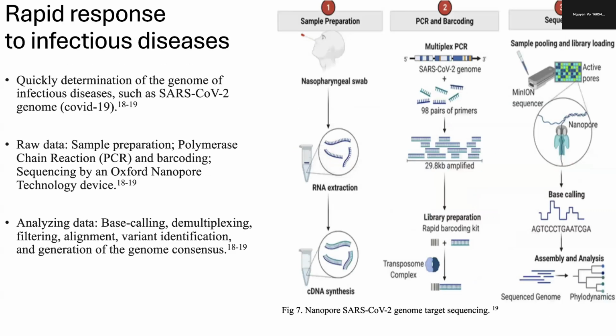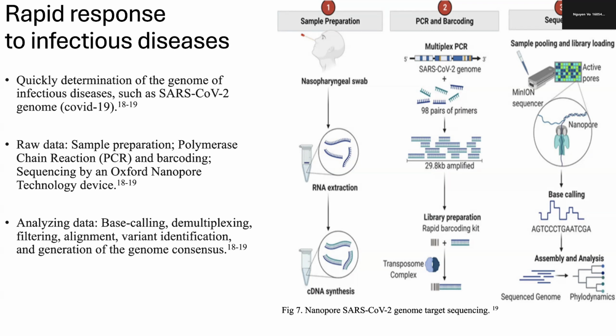Another application is the rapid determination of infectious disease genomes. The process begins with RNA extraction from potential sample sources such as the saliva of clinical patients. The extracted RNA is converted to complementary DNA. The resulting material is amplified to generate overlapping amplicons, which are then purified, barcoded, and transferred into a MinION nanopore sequencer. This is an Oxford Nanopore technology device.